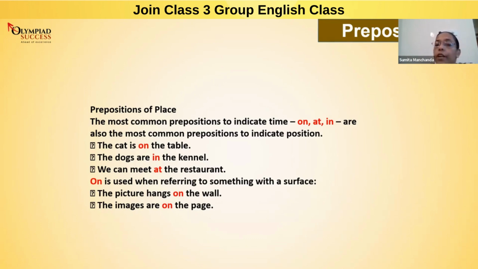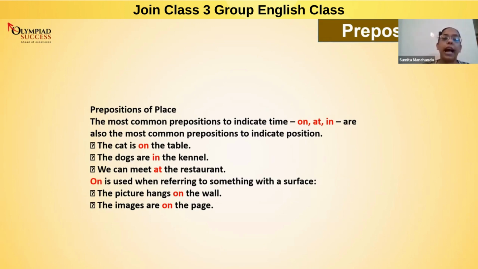On is used when referring to something with a surface. Remember, whenever we talk about anything that is touching a surface, and surface means table, wall, page, anything, I am going to use on for that. The picture hangs on the wall. Now, see, the picture is touching the wall. It is touching the surface of the wall. So, we always use on. The images are on the page. The images are touching the page, so the page is taken to be a surface.